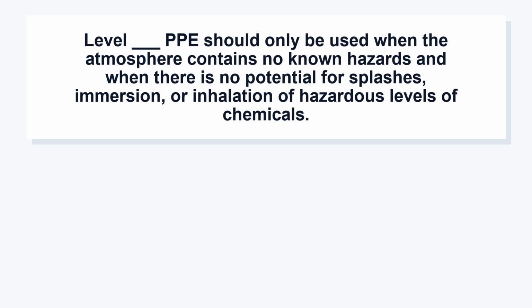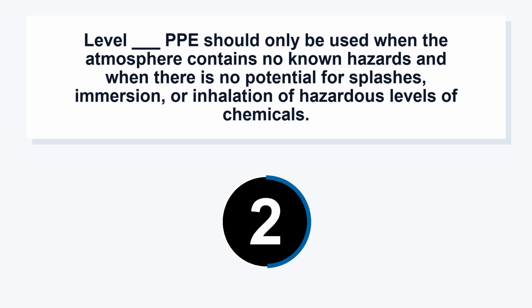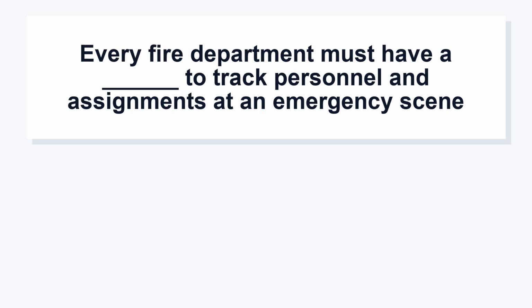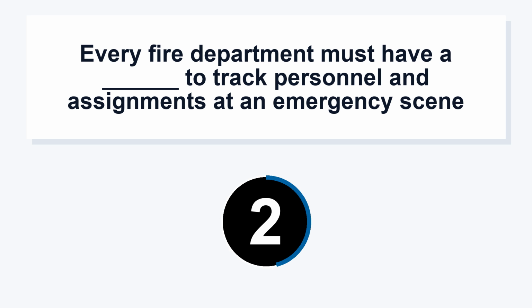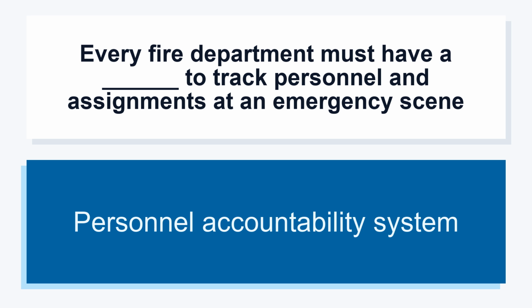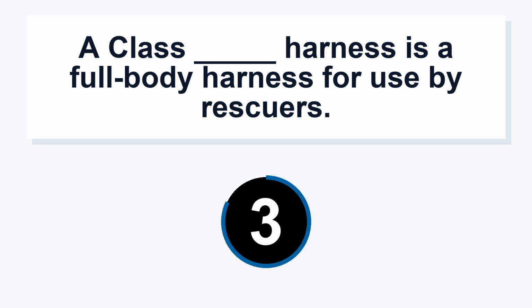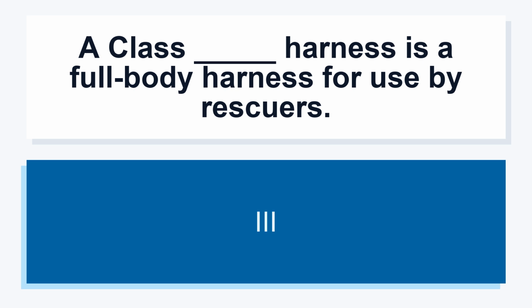Level D PPE should only be used when the atmosphere contains no known hazards and when there is no potential for splashes, immersion, or inhalation of hazardous levels of chemicals. Every fire department must have a personnel accountability system to track personnel and assignments at an emergency scene. A class 3 harness is a full-body harness for use by rescuers.